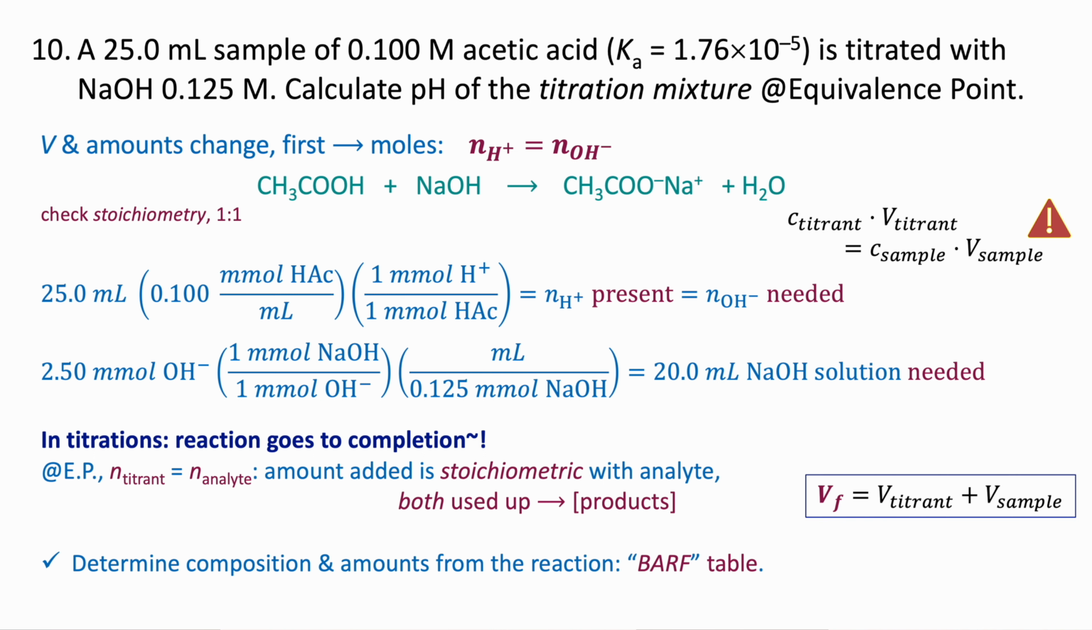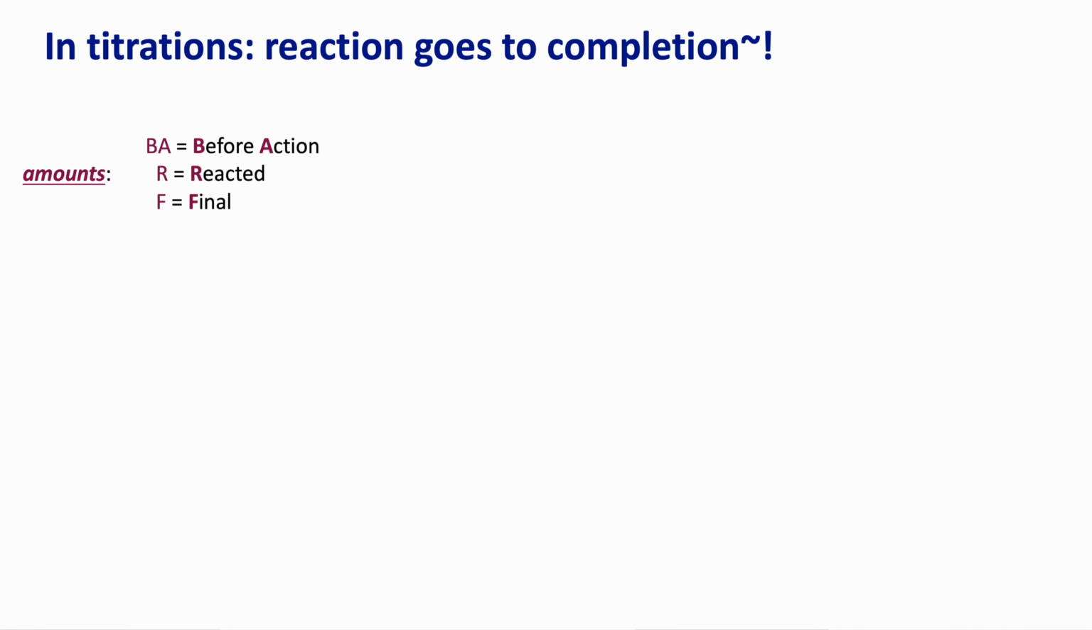Remember again, you have to take into consideration the volume is changing, aside from the fact that the amounts are changing, because you have to recalculate concentrations, and with those you can then find the pH. First part of the problem, we're going to be using a BARF table for amounts. Then second part of the problem, once we know what the composition is, we can work now with concentrations and the regular RICE table. So let's get into the problem.